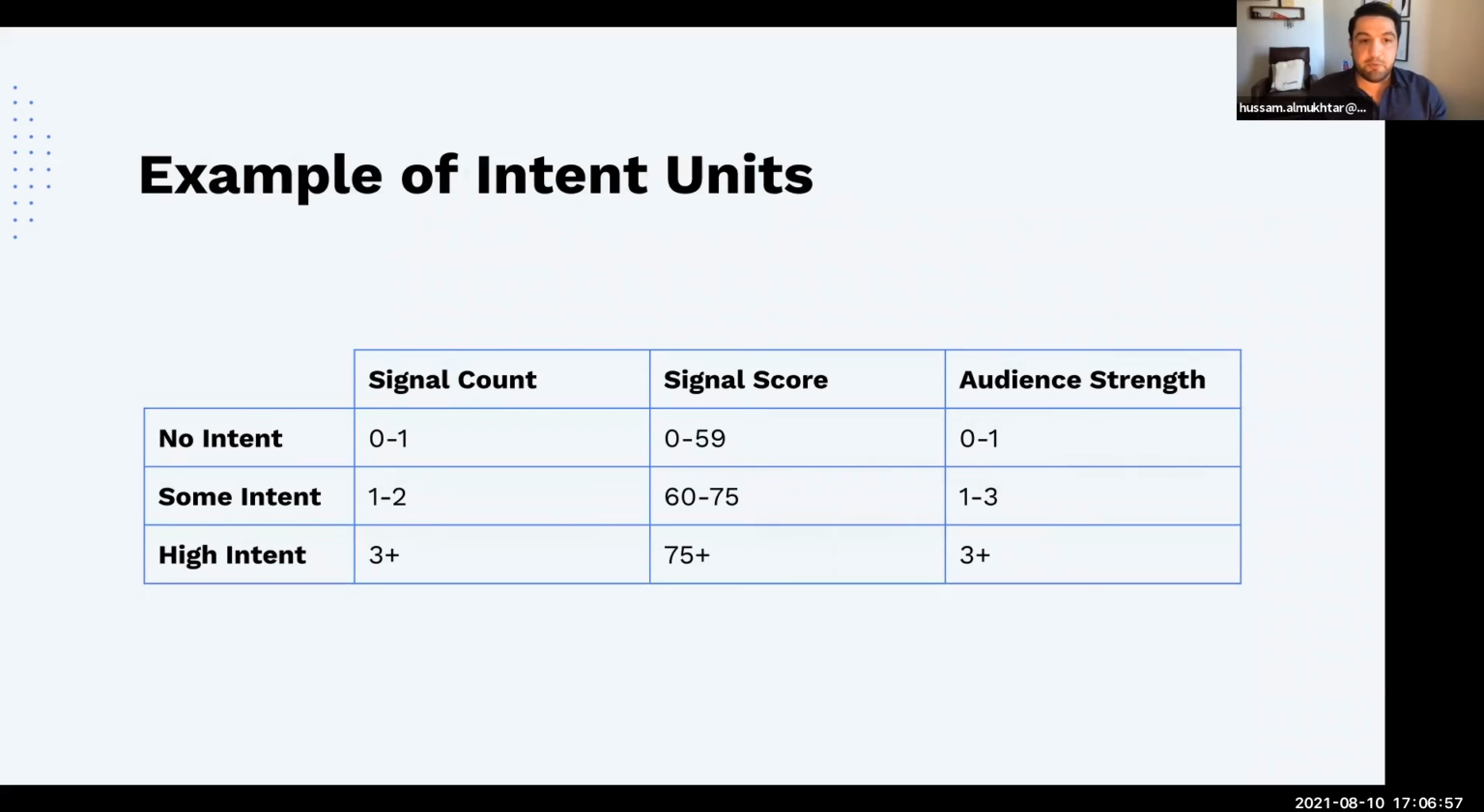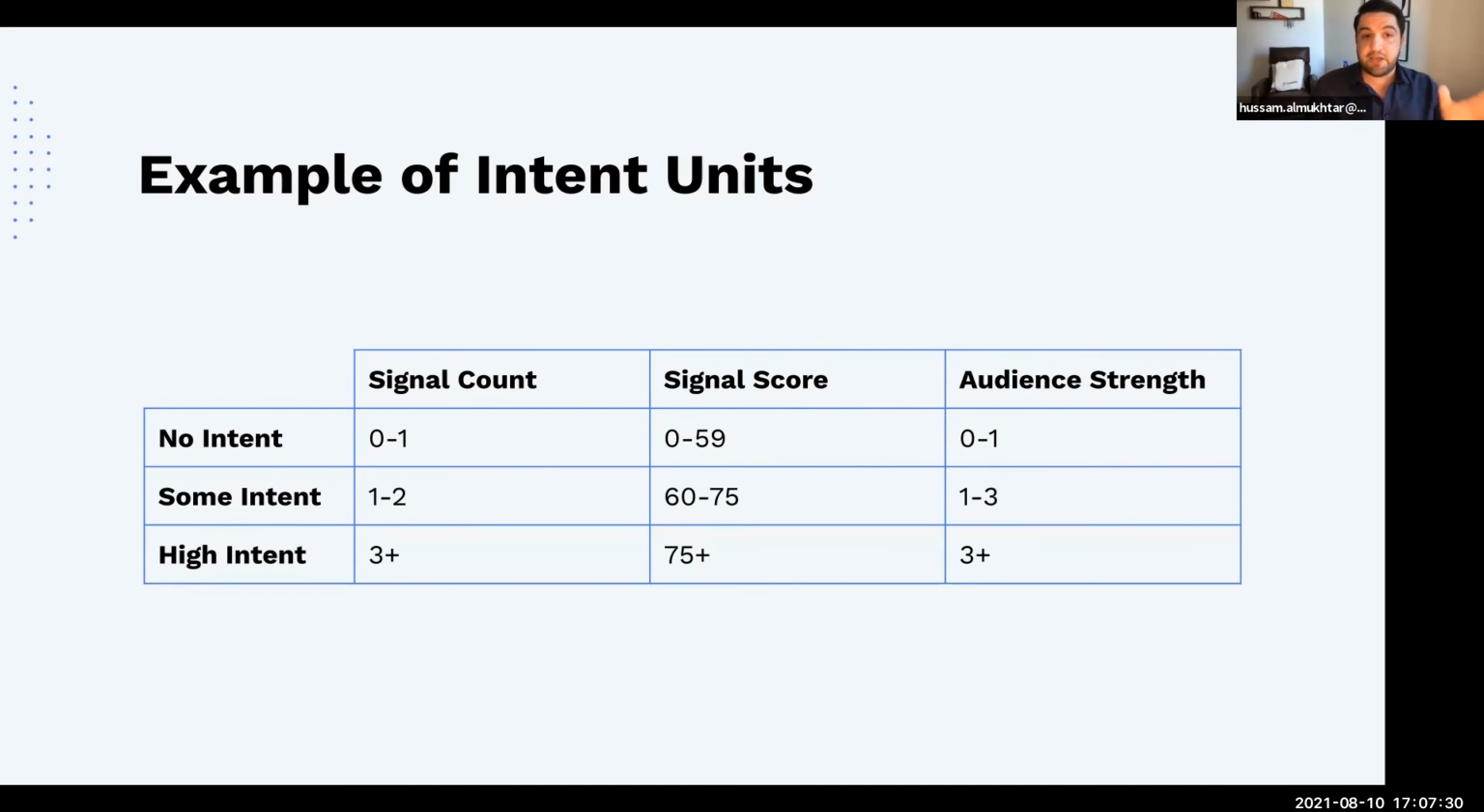And just to give an example of what this unit may look like, internally at ZoomInfo, we can take a look at it and say we have 3 different units. We have no intent, some intent, and high intent. And these are a combination of different signal metadata. So signal count, for example, is how many times within a given period of time an intent signal was collected. Signal score is how relevant, how important that signal is to me as a brand and to the keyword that is relevant. And the audience strength is how many devices I have collected the signal from.